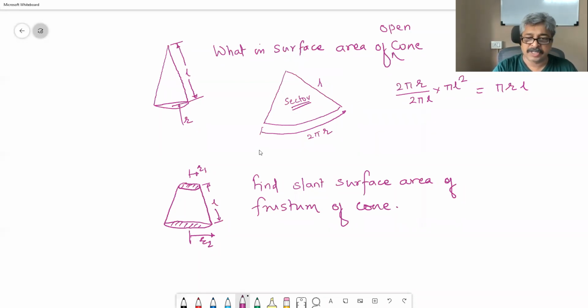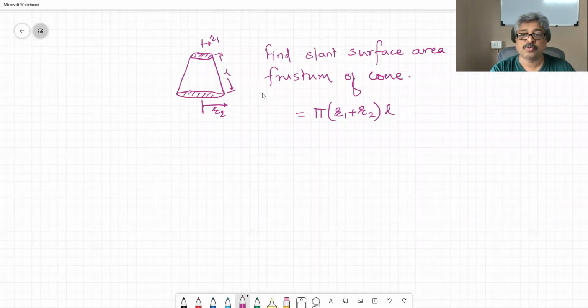Now we are finding the slant surface area of a frustum of a cone, whose upper radius is R1, lower radius is R2, and slant length is L. With some calculation, some similarity, we will arrive at the formula for this, which I expect students to do. Pi times R1 plus R2 times L. This is going to be the slant surface area of the frustum of a cone. Right? So this formula is going to be useful to us.